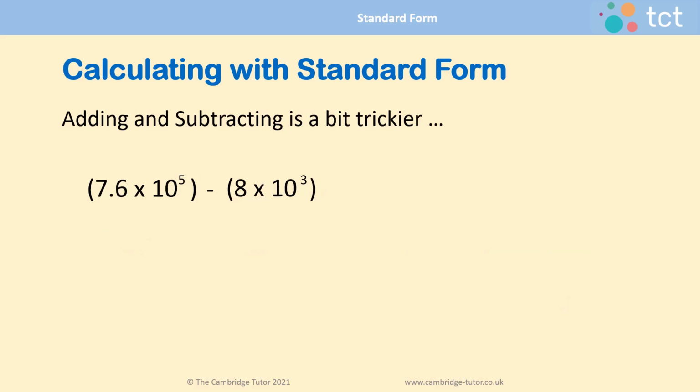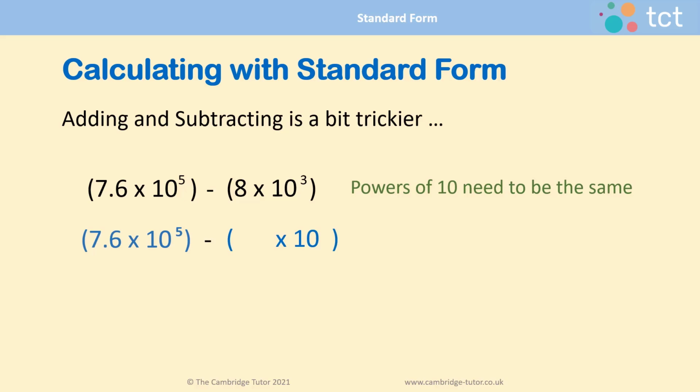Here we have a subtraction. 7.6 times 10 to the power of 5, subtract 8 times 10 to the power of 3. First of all, we need to make the powers of 10 the same. The biggest one has a power of 5, so I'm going to change the second one from a power of 3 to a power of 5. So with that 8, I need to divide it by 10 twice, so that I have to convert it using a power of 5. So I'm going to divide it by 10 once, 0.8, divide it by 10 again, 0.08. So now I can put that back into my calculation.